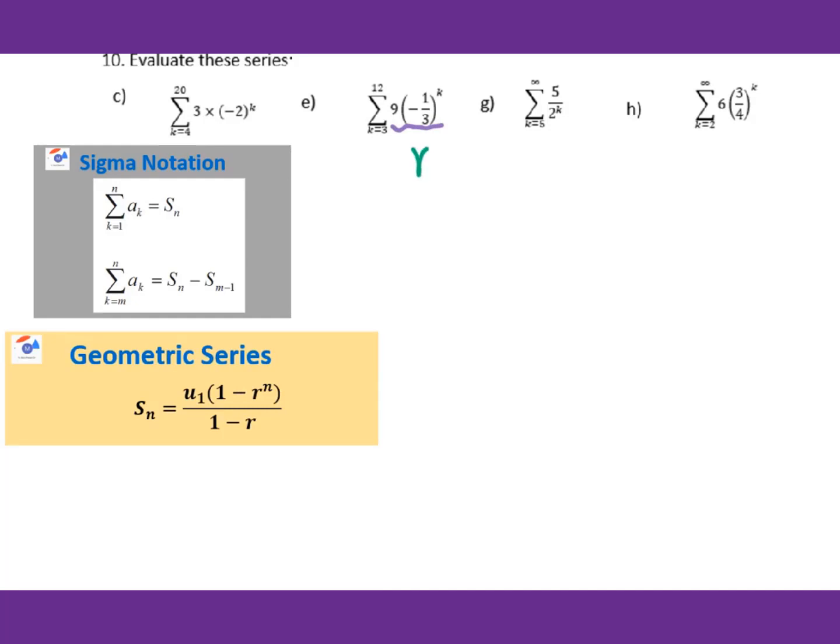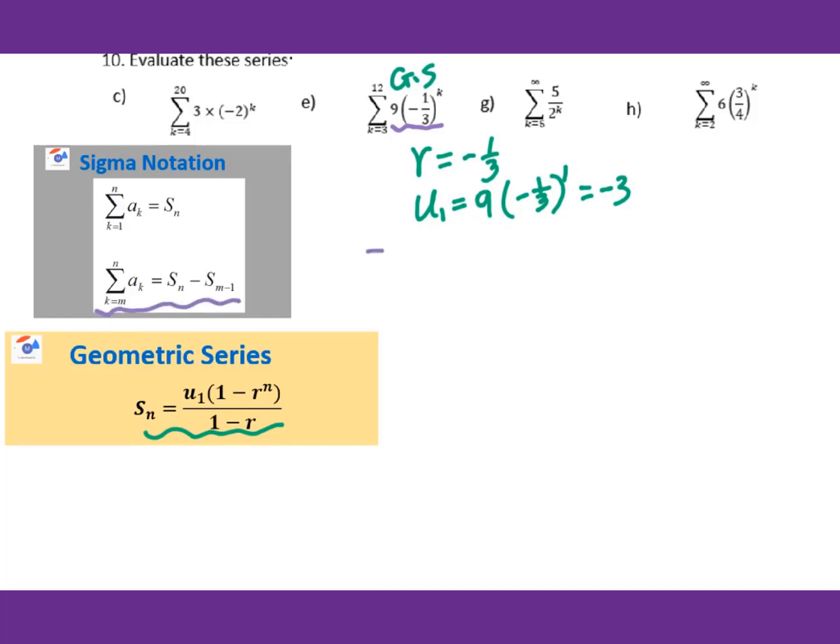For E, this is an exponential function. Therefore, it's a geometric sequence. We can use a formula, this one. So r equals negative 1 over 3. u sub 1 equals 9 times negative 1 over 3 to the first power. That is negative 3. According to this definition, we know this sigma notation equals S sub 12 minus S sub 2.